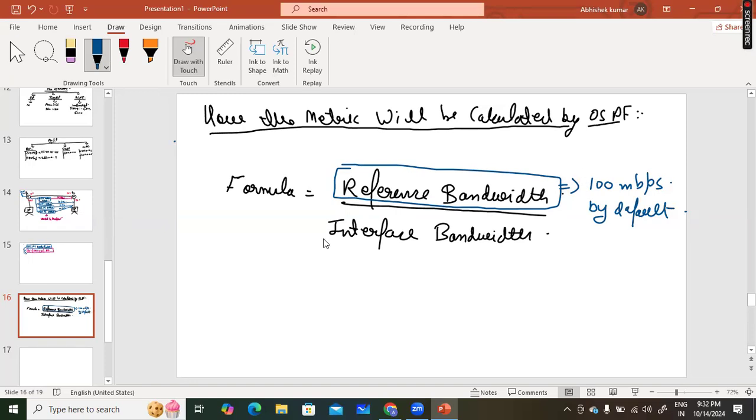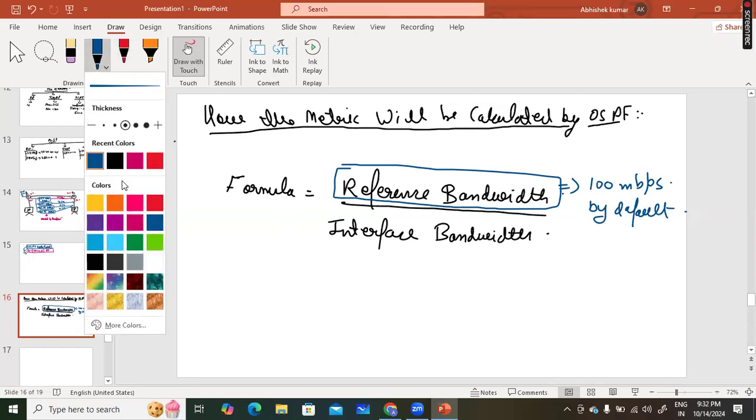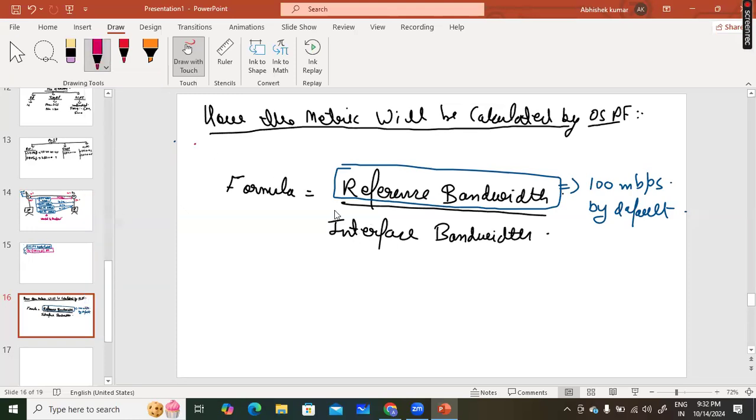However, this can be manipulated. That's not a big deal. But by default, reference bandwidth is always 100 Mbps. And for interface bandwidth, we will now create a chart for this.